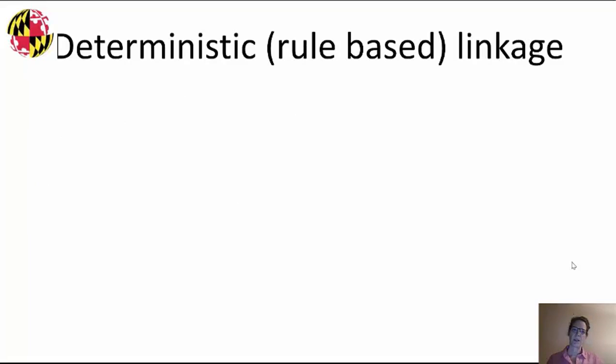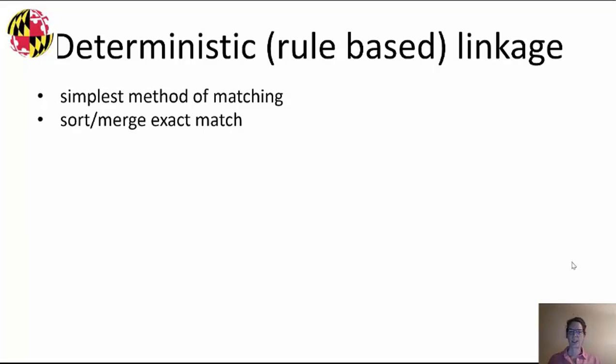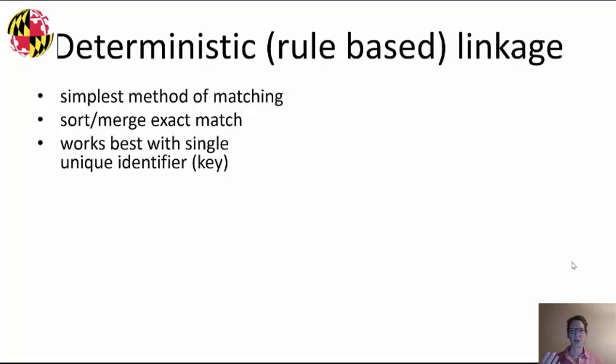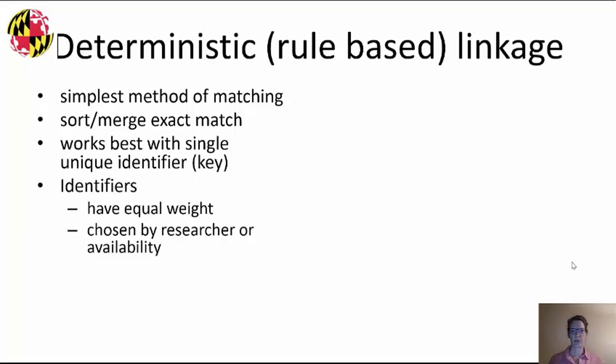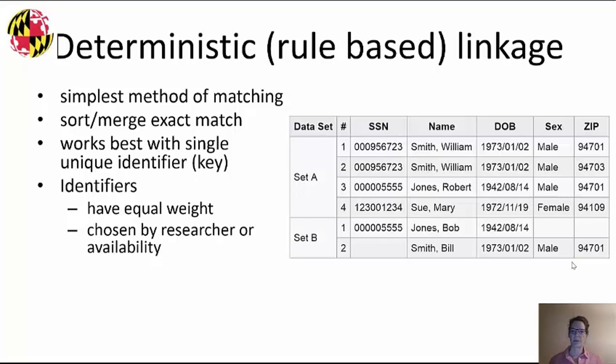So let's start with deterministic rule-based linkage. It's a very simple method for matching different data sets. You aim for an exact match, usually using one key unique identifier to do so. If you have multiples, the identifiers have equal weights, and they're usually chosen by the researcher themselves. The table that you see here is one example where matching is done with the Social Security numbers. And you see here that in dataset A and dataset B, we have two SSNs that match.